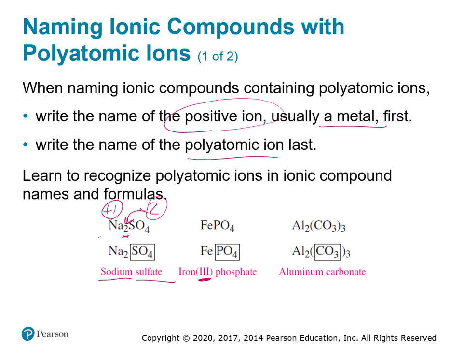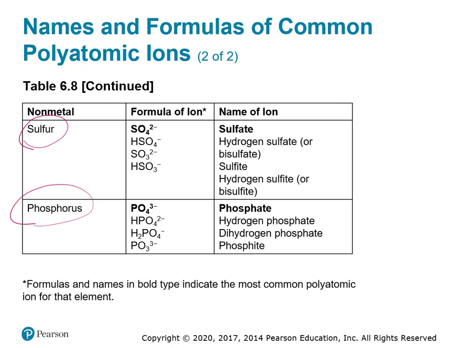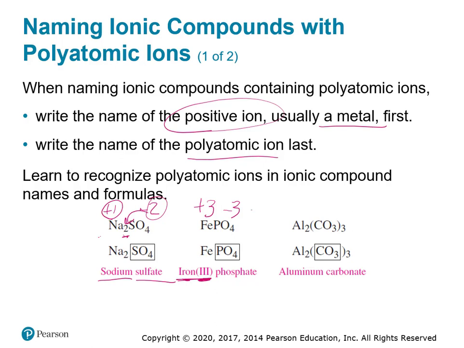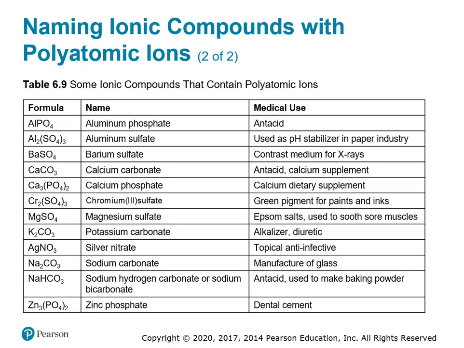Iron 3 phosphate. That means that my iron has a +3 charge. And if I looked back at my cheat sheet here, phosphate right here has a -3 charge. A +3 and a -3 gives me an overall neutral compound. So there's 1 iron and 1 phosphate. Aluminum carbonate. If I looked at my periodic table, aluminum has a +3 charge and carbonate has a -2 charge, which is why there's 2 aluminums and 3 carbonates. We still have to balance that and make it have a net 0.